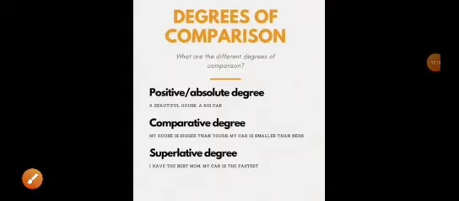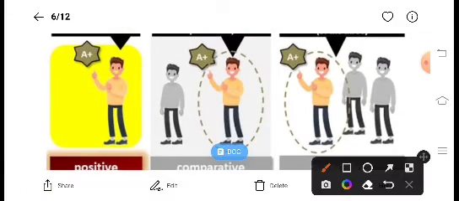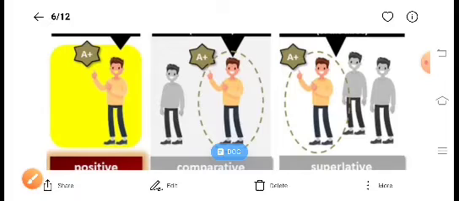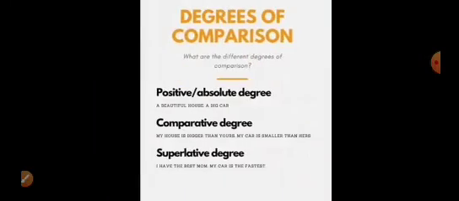Let us clarify it further using certain examples. Okay, look at the examples. In the first part, we are talking about only one person. So here we are using the positive degree, that is smart.